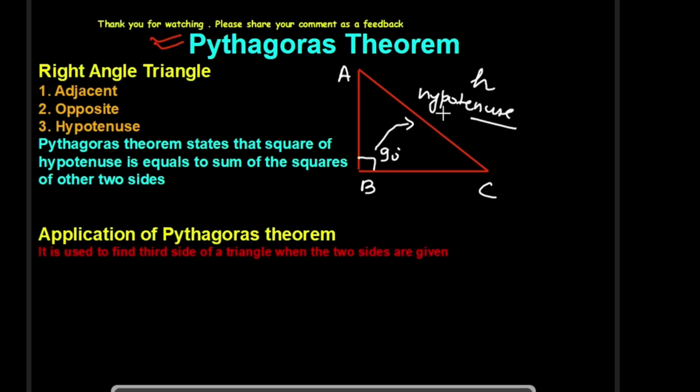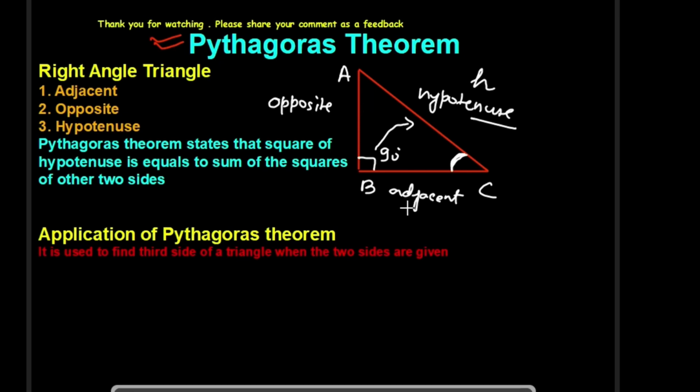In this case, if you want, you can write B or C, anything, but here we can write H. Now suppose we take this angle. Adjacent to this angle we call it adjacent. So this is going to be adjacent. And opposite to whatever angle we have taken in a triangle is known as opposite. So there are three things which we need to remember.